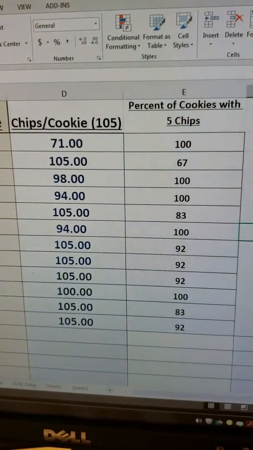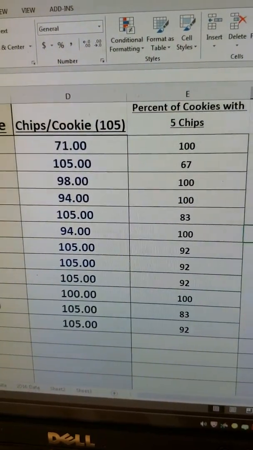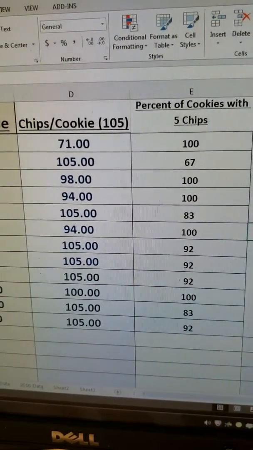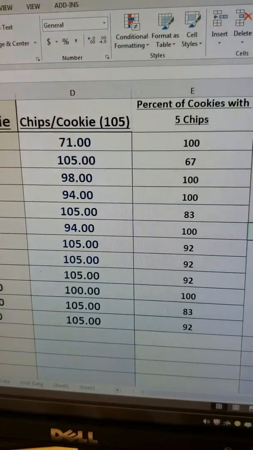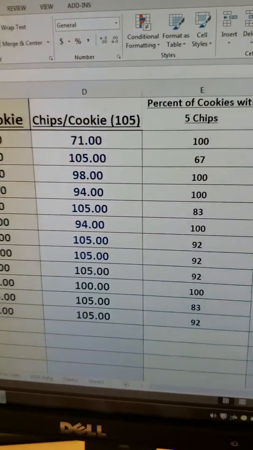In front of you, you see data on our chip investigation, our second day of finding how many chips it would take in a batch of 12 cookies to cover all the cookies with at least 5 chips. And this is one of my groups. They had their target number as 105 chips for the whole batch. You can see what it came out as, how successful they were.